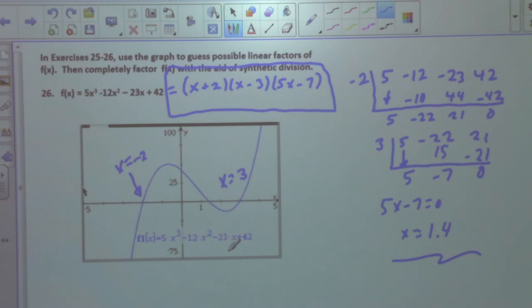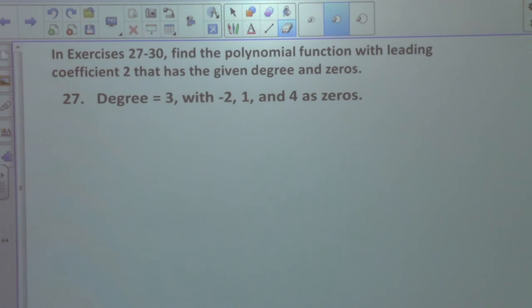Okay, let's go to number 27. Okay, this is a different type of exercise set. Here we're given a degree and zeros, and we're going to find the polynomial function. We say find a polynomial function in standard form. All right? So if we have these as zeros, what are we going to do to find what the function is?